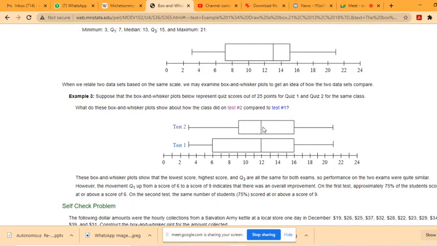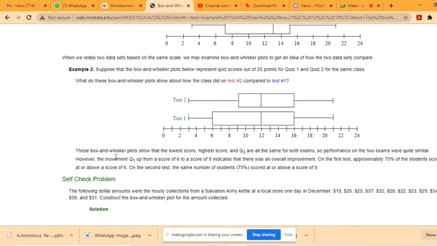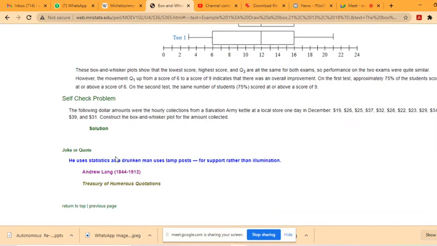If it was symmetrically distributed, Q1 and Q3 should be equally distant from the median. Okay. In this case also it is not symmetric. So that type of information can be drawn using a box plot. Okay.